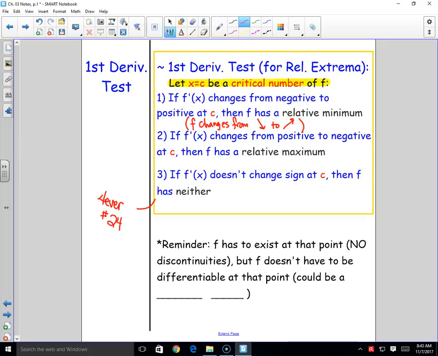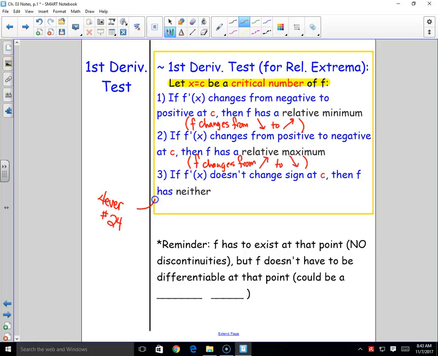But it only happens at critical numbers. It won't happen on a vertical asymptote, or on a hole. It's only going to happen at critical numbers. So how could I change this one? f prime changes from positive to negative. What's another way of saying that? Let's change it from increasing to decreasing. Good.